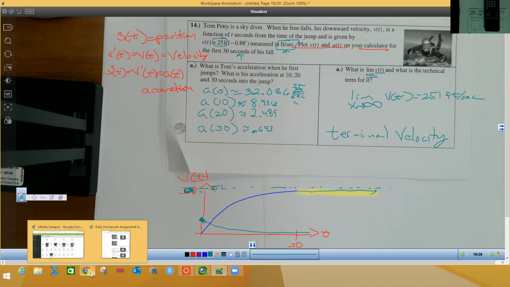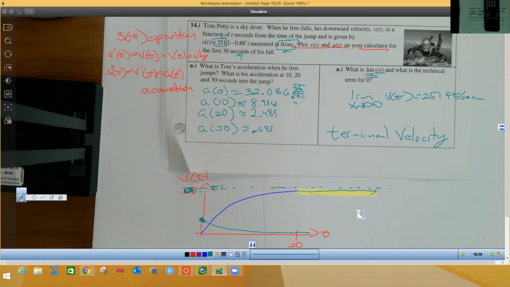Does anybody else have anything you want me to do on this? Anybody else got any 4-2 problems? Because if not, we're just going to stop and let you work on it for a while.